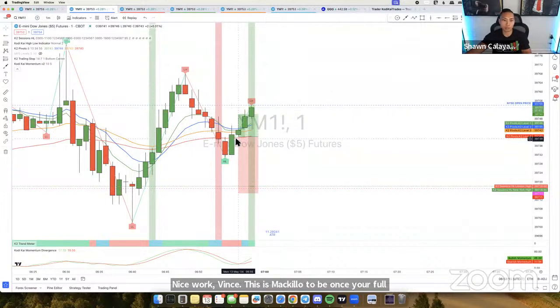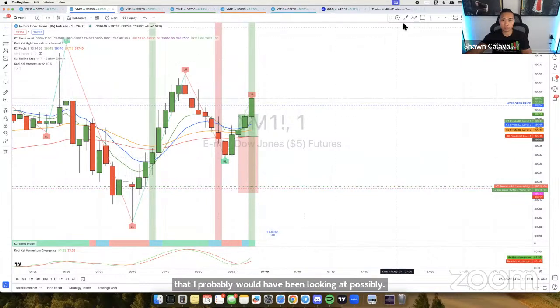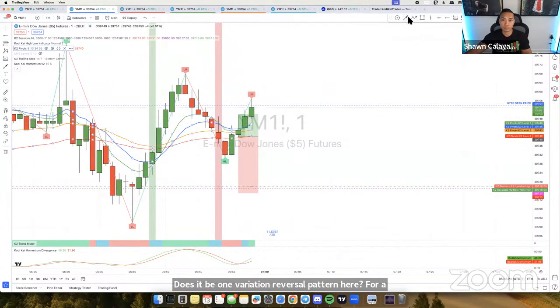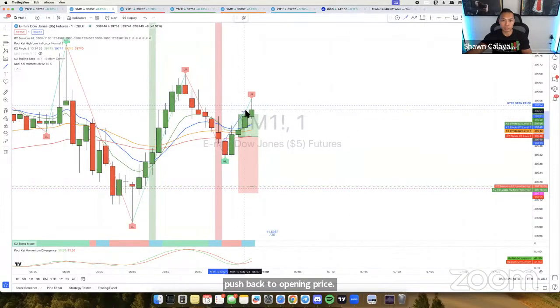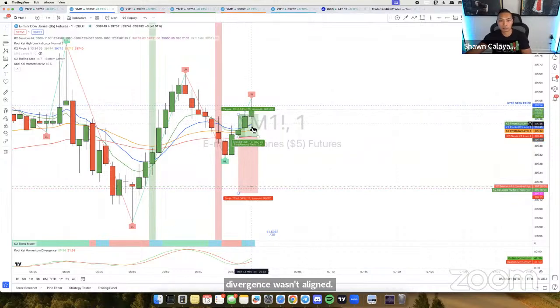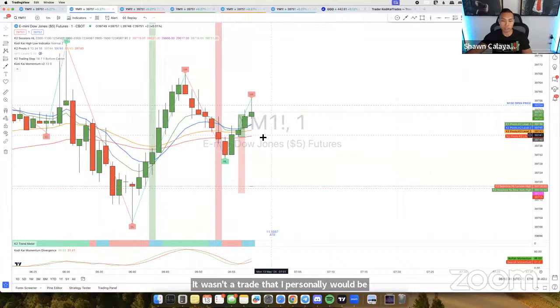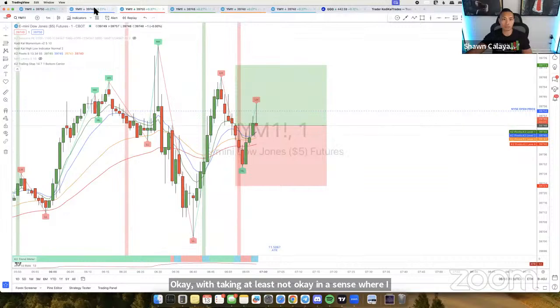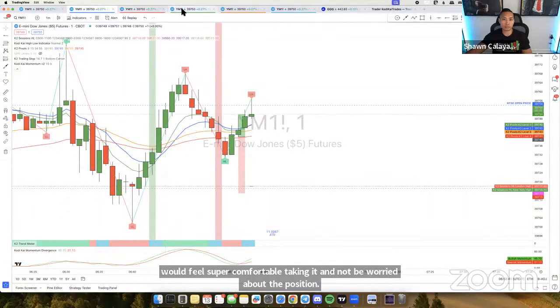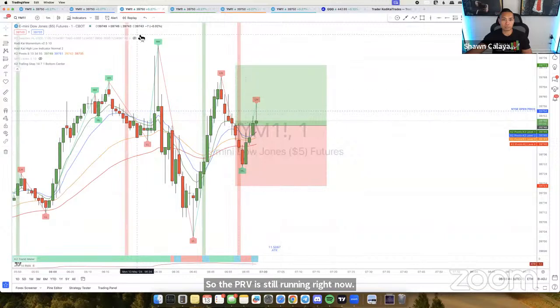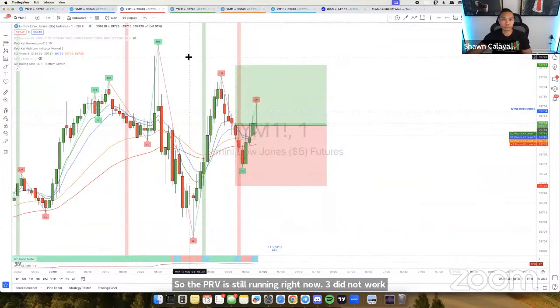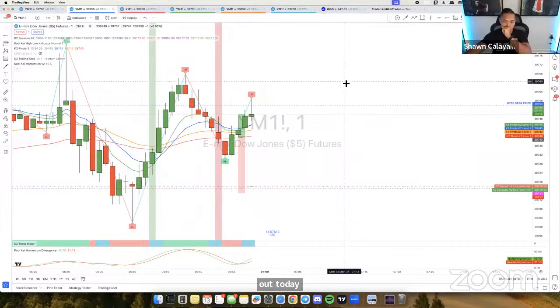This is the only thing that I probably would have been looking at possibly. There's a V1 variation reversal pattern here for a push back to opening price. But because the momentum divergence wasn't aligned, it wasn't a trade that I personally would be okay with taking, at least not okay in the sense where I would feel super comfortable taking it and not be worried about the position. So the PRB is still running right now. BB3 did not work out today, but the PRB is still active right now. I'm looking for my scalps in between.